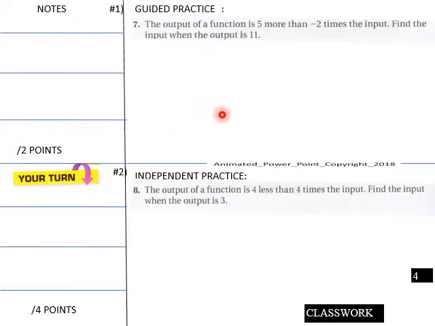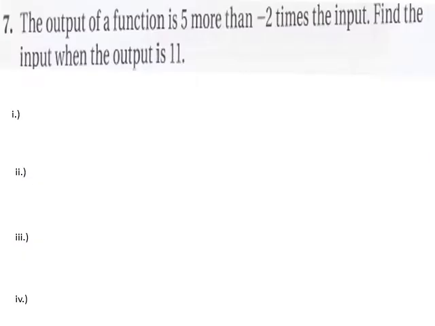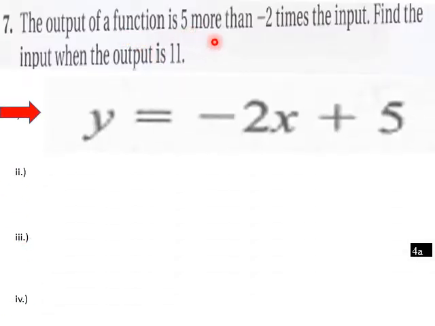Let's go into our guided now. So our guided practice, the output of a function is 5 more than -2 times the input. Find the input when the output is 11. And you got a real similar question down here, students, on your independent practice. Let's do it up here.